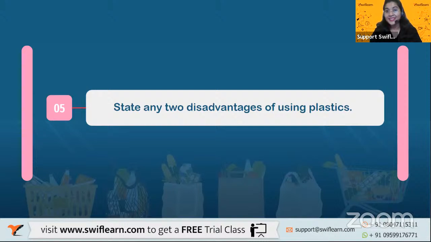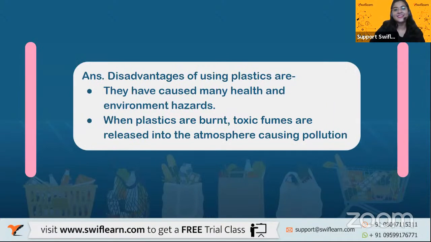Yes, think, we have studied about the different types of pollution which are caused by the plastics. Yes, so tell me the two disadvantages. Yeah, very good. Yes, so they have caused many health hazards, also environmental hazards, and also if we burn the plastic, they produce fumes which are very harmful or toxic, which can cause air pollution, right? So these are the two main disadvantages of the plastics.